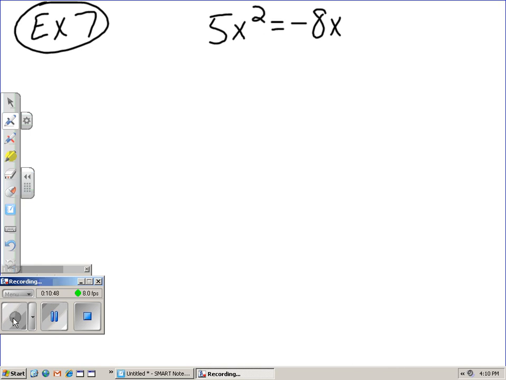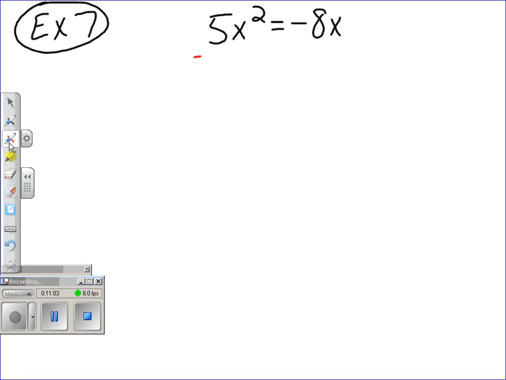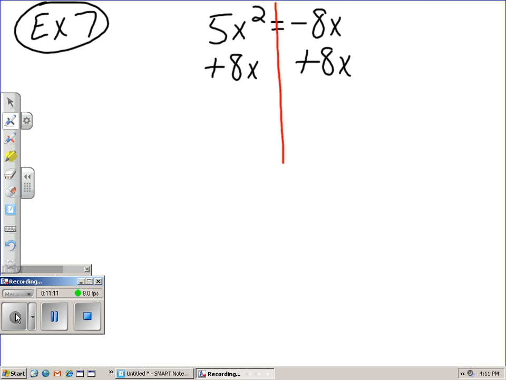Here's an example for number 7 on your homework. 5x squared equals -8x. Notice factoring. Before we can factor and apply that zero product principle, it has to equal 0. So I'm going to get rid of one or the other. I like a positive x squared over here. This is a positive 5x squared, so I like that. So what I'm going to eliminate is that -8x over there. These equations are just easier to factor if your x squared is positive.